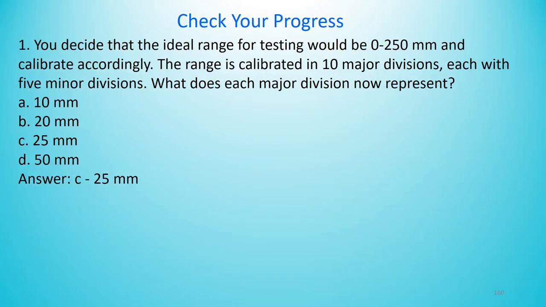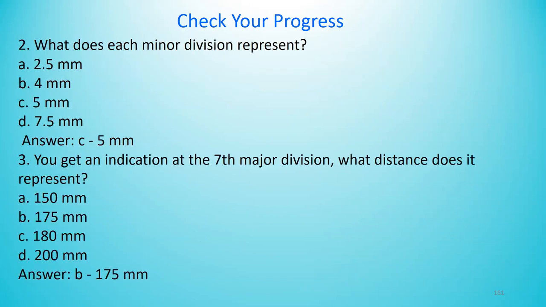So you decide that the ideal range of testing would be 0 to 250 millimeter and calibrate accordingly. The range is calibrated in 10 major divisions, each of which has 5 minor divisions. What does each major division now represent? So, 25 millimeter. So what does each minor division represent? So you get an indication at the seventh major division, what is the distance?